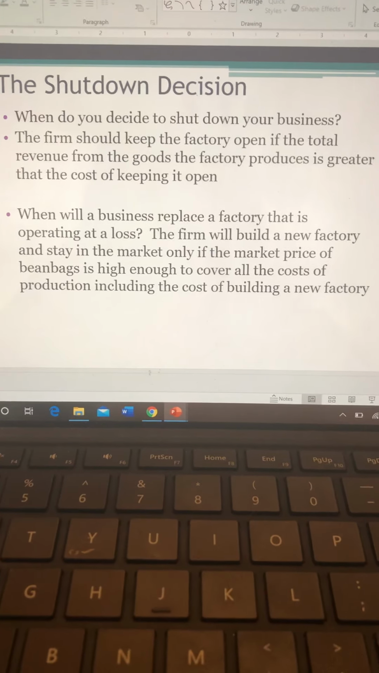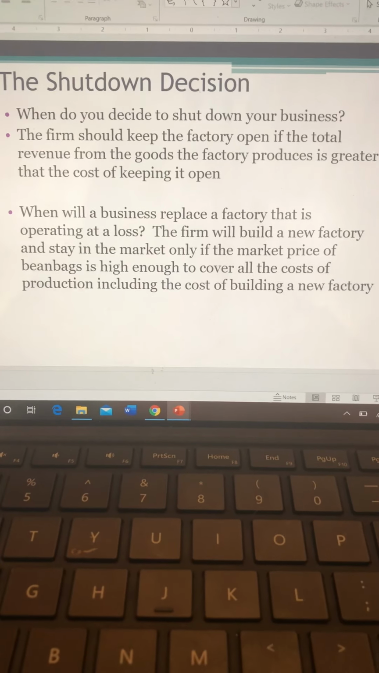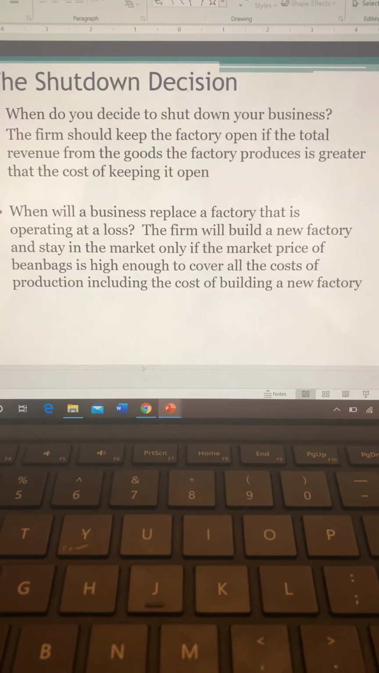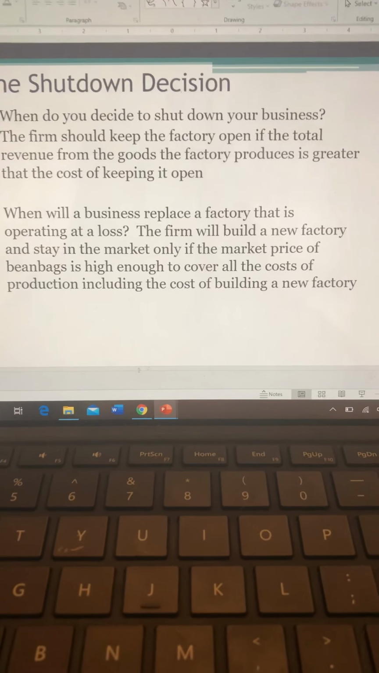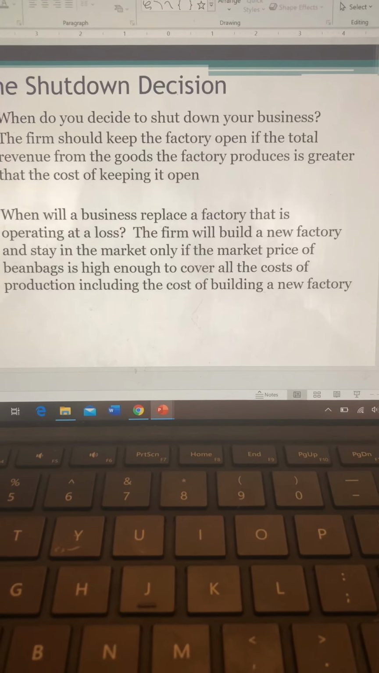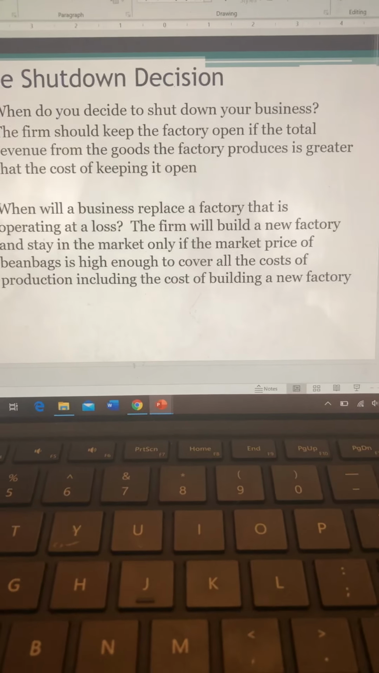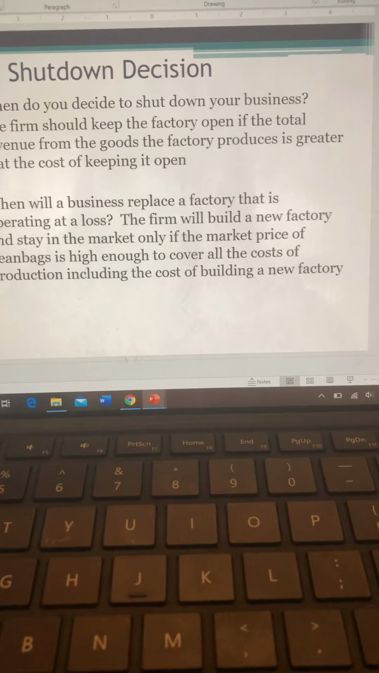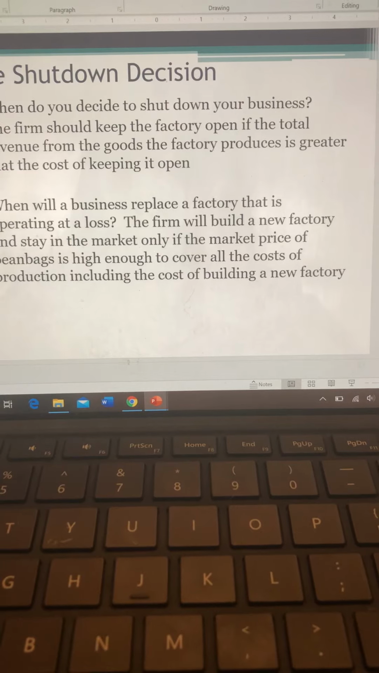Obviously not all businesses are successful. Some business owners have to make that hard decision: when do you shut down your business? There are so many things that come into play here, and if you were a business owner, this isn't something decided solely on this slide in your economics class. There are other factors. But very simply, if your revenue, what you're making from the goods you produce, is greater than the cost of keeping it open, you stay in business. If you're operating at a loss, that's when you have to make that tough decision to close.